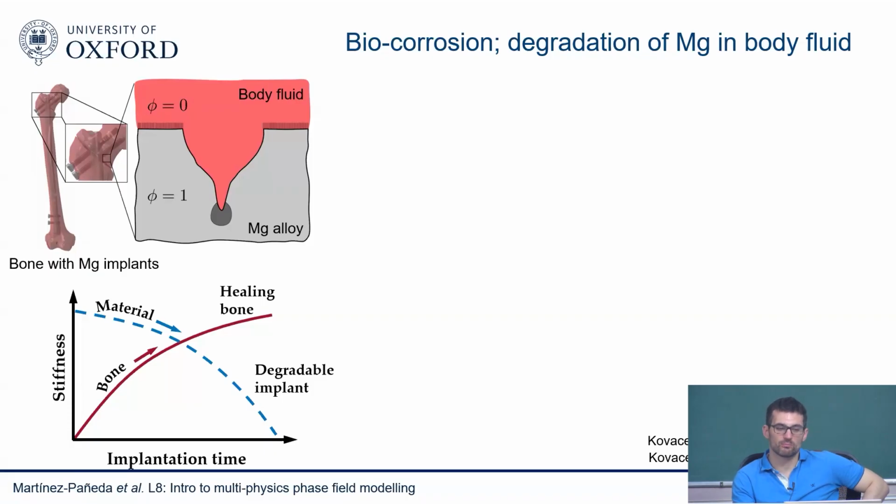So ideally, what medical doctors were hoping for is to use magnesium. Magnesium is a biodegradable material. It would be great if you could use magnesium, because by being biodegradable, you're hoping for a situation like this, where maybe you have your tissue or your bone that has broken and needs to heal. You put your implant, and then as your bone is recovering stiffness, your implant is degrading. And this would be the ideal situation.